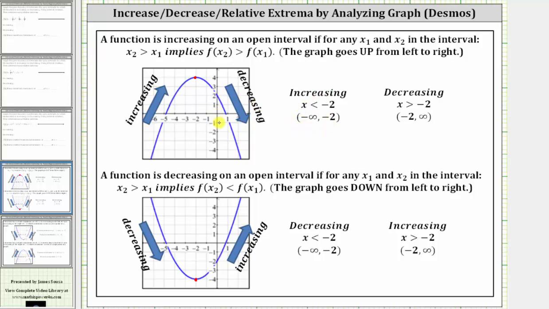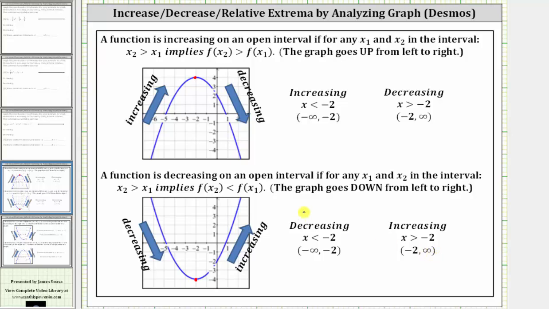And the function is decreasing when x is greater than -2, or using interval notation, the function is decreasing over the open interval from -2 to infinity. Now looking at the graph below, again reading from left to right, notice how the graph goes downhill, reaches a low point, and then starts to go uphill. And therefore the function is decreasing when x is less than -2, or over the open interval from -infinity to -2, and the function is increasing when x is greater than -2, or over the open interval from -2 to infinity.